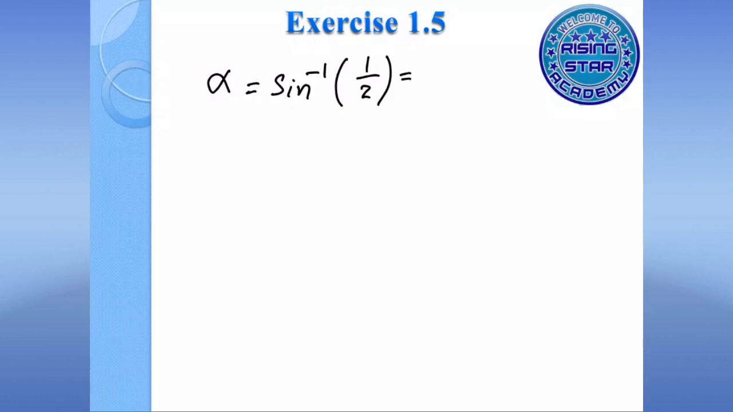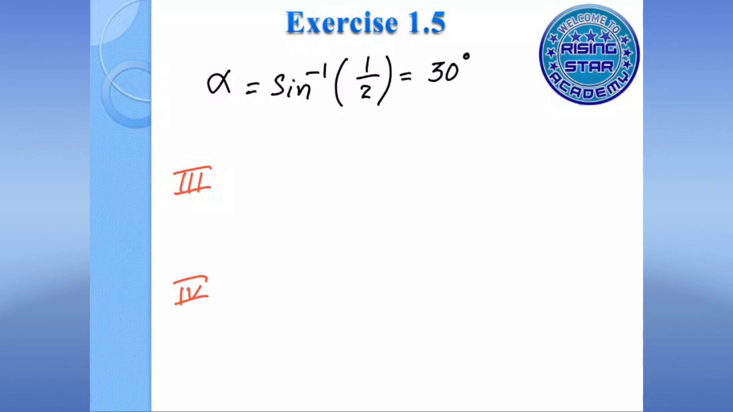Now we'll take sine inverse of half. That would become the exact answer, 30 degrees. So we know that with the 30 degrees, sine is negative in the third and the fourth quadrant. So we will write the third and the fourth quadrant.